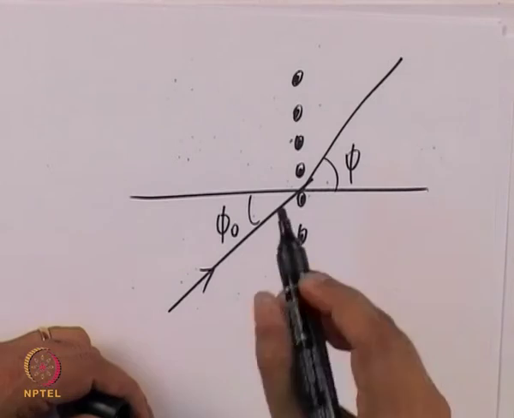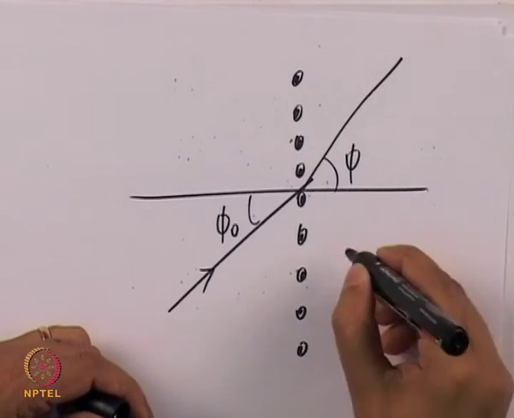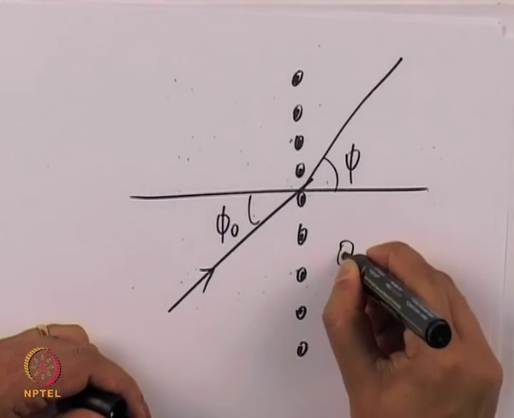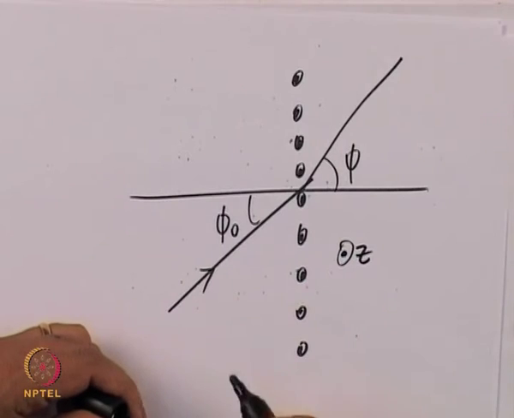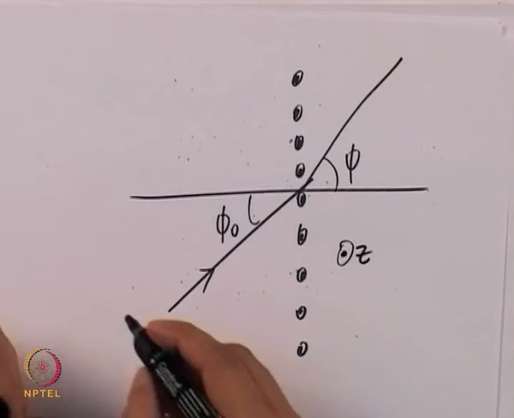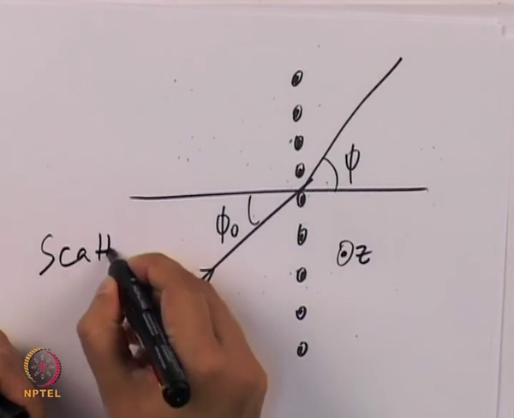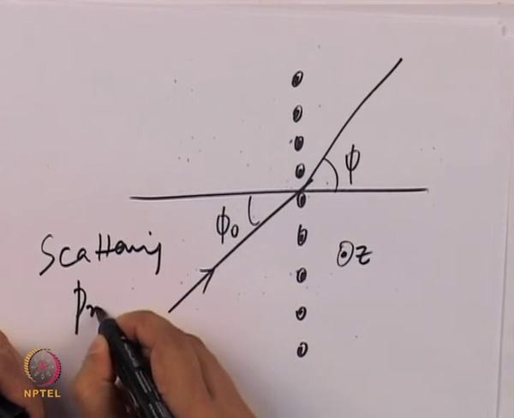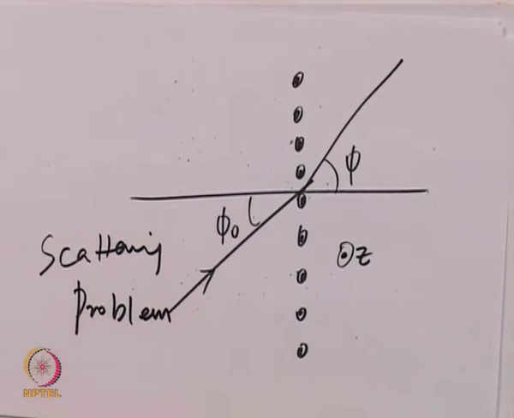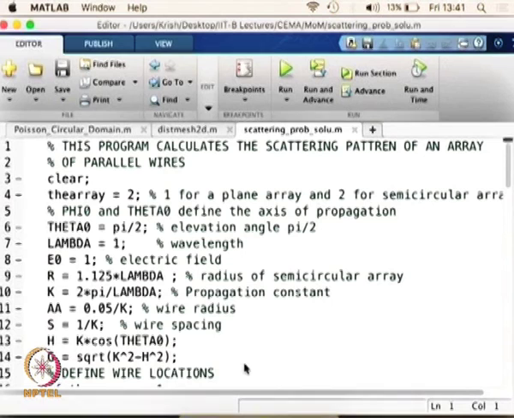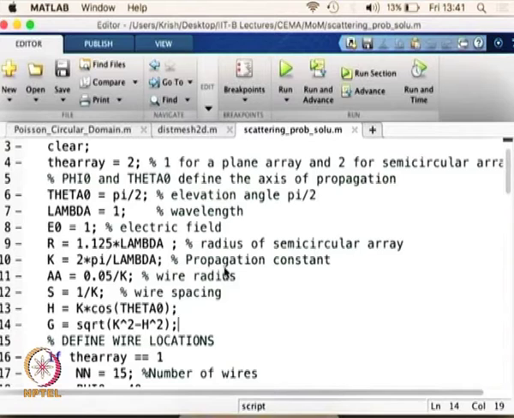So assume that Z is the direction which is coming out of this page, and we are going to talk about this problem, which we call a scattering problem. For this problem we are going to use the MATLAB simulation. Basically we have defined the array, so we can do two kinds of problem here. In this example we will stick with a linear array.